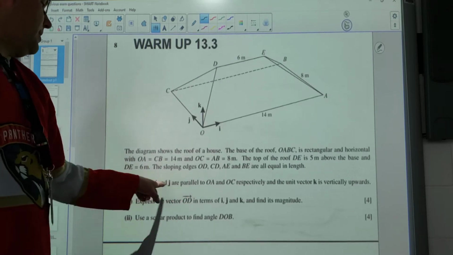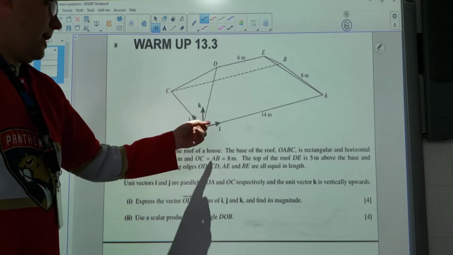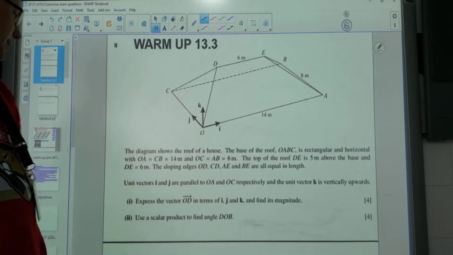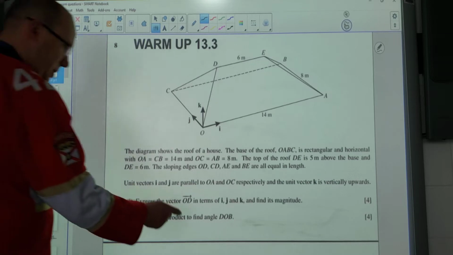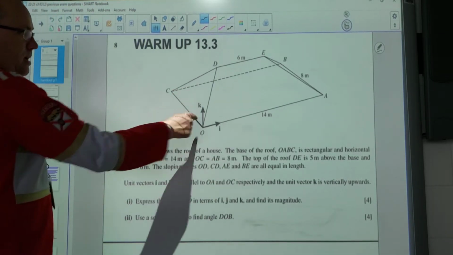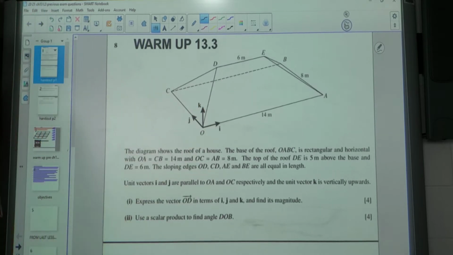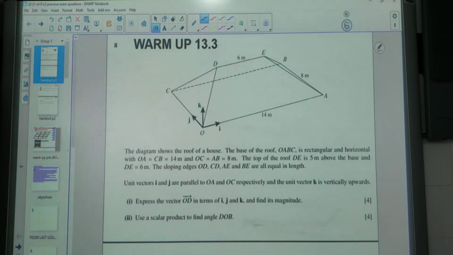Using vectors i and j, which are parallel to OA and OC, and the unit vector k, which is vertically upwards, express the vector OD in terms of i, j, and k. What's important with this question is, as we're trying to get from O to D, we can't go directly from O to D because neither i, j, nor k are in that direction. So we've got to work our way around the shape, but we can't do it as easily as last lesson where we just went O to C, C to D, because we don't know how to get from C to D.